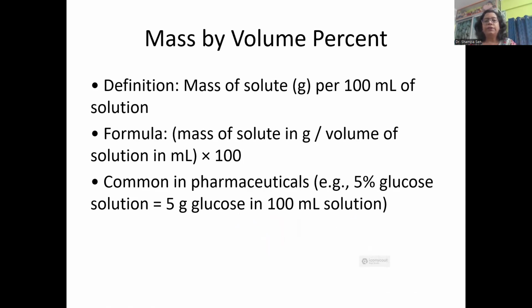Mass by volume percent means mass of solute per 100 ml of solution. You mark these things: wherever we are using solution, volume of solution; where we are using solvent, mass of solvent. Okay. So the formula of mass by volume percent will obviously be mass of solute in gram divided by volume of solution in milliliters times 100. These are used mostly for pharmaceutical calculations, like a 5% glucose solution is equal to 5 gram of glucose per 100 milliliters of solution.